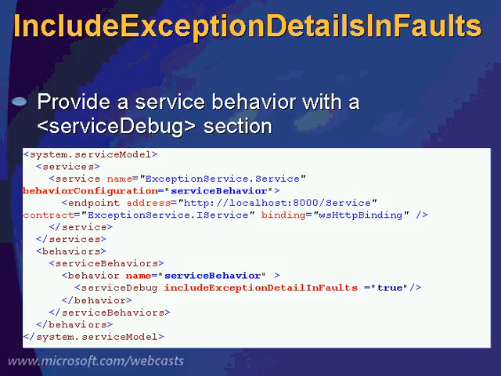So what you've got is a service with an associated behavior configuration called service behavior. And that means that all the endpoints inside this service configuration will use this behavior here, which has service debug set to include exception detail from false to true. And so this, again, by default is off.